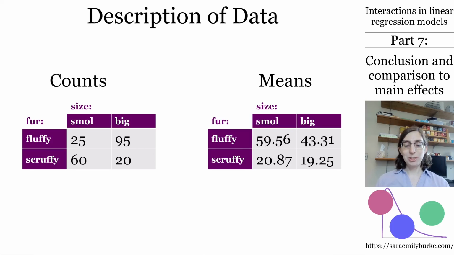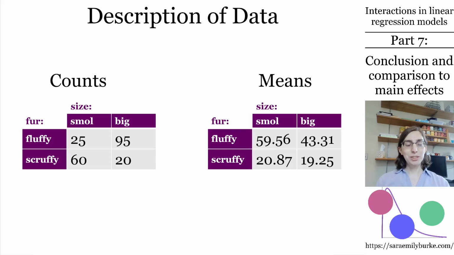On the left, you can see the counts, the number of dogs that fell into each of these four categories. 25 of them, for example, were small and fluffy, and 95 of them were big and fluffy. And so it is noteworthy at this point that, for example, the big dogs were mostly fluffy and the small dogs were mostly scruffy. And that is a clue about what's going to happen when we fit the model. And the mean values of their borks are shown on the right side of the screen. The borkiest dogs seem to be the small fluffy ones, and the scruffy dogs were less borky on average.